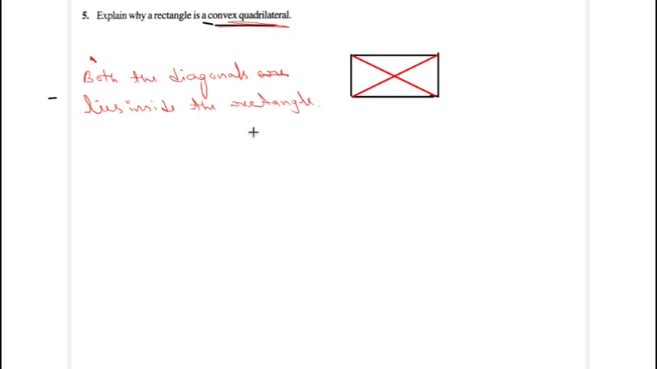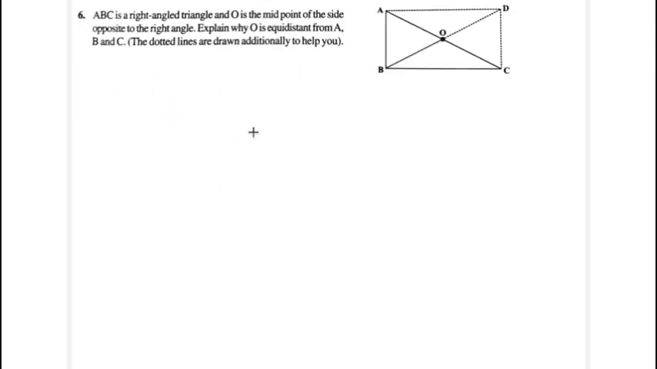Okay, very easy. Now come to the last question of this exercise, or rather of this chapter, question number 6. ABC is a right angle triangle, it is already given, and O is the midpoint of the side opposite to the right angle. O is the midpoint of AC. That means AO equals OC. Midpoint means middle point. So AO is equal to OC.